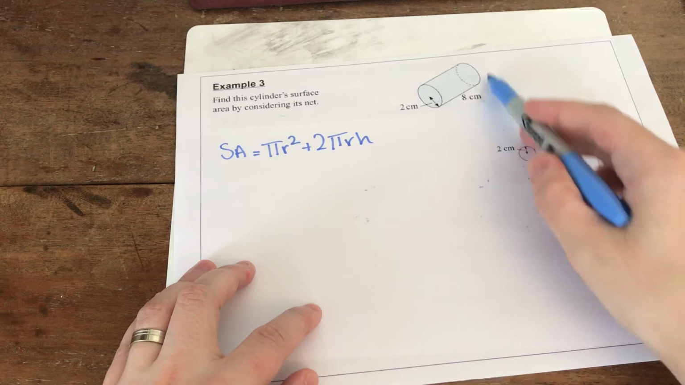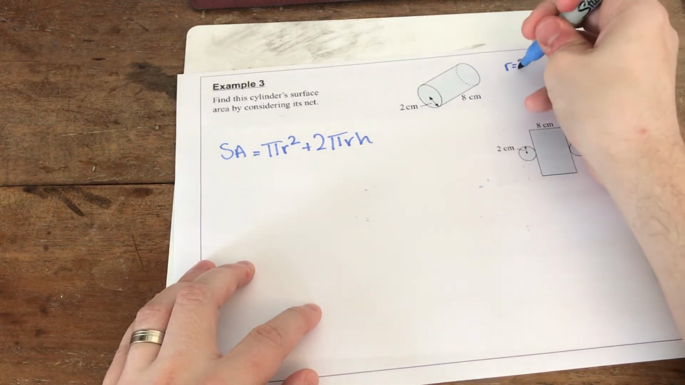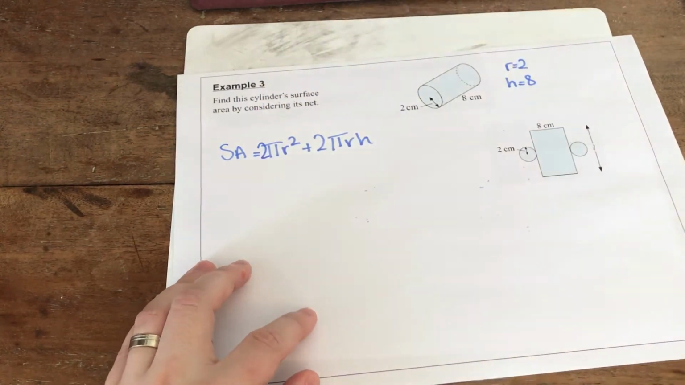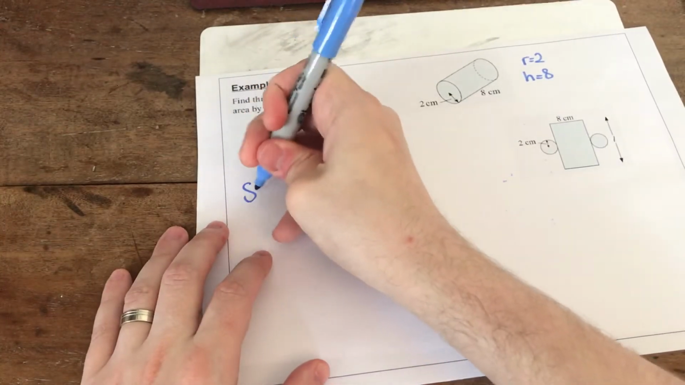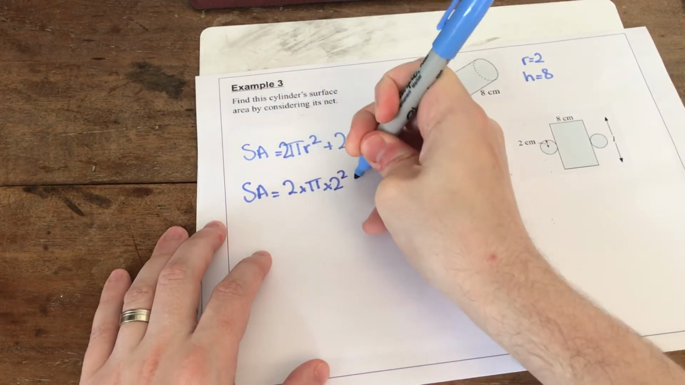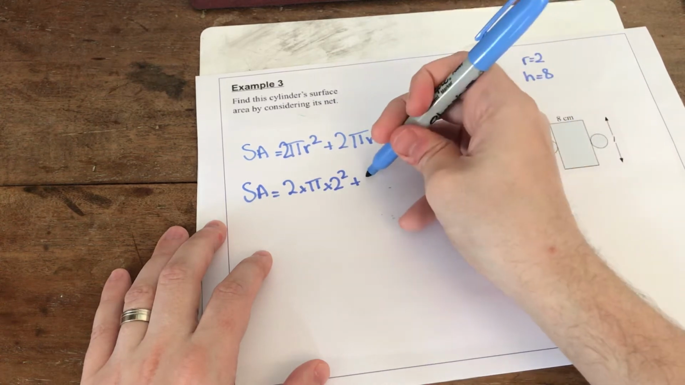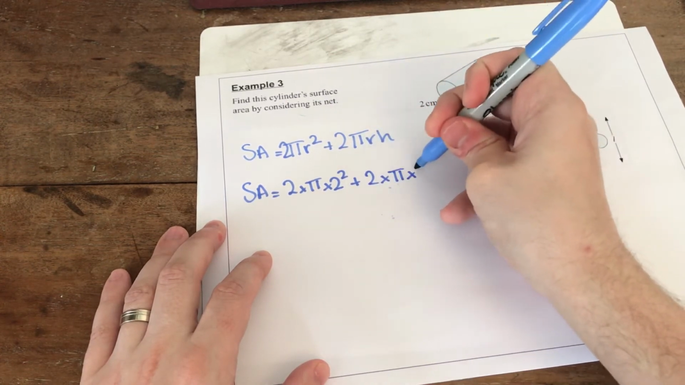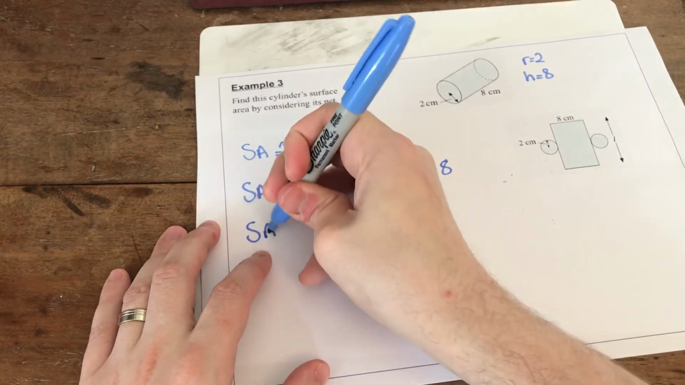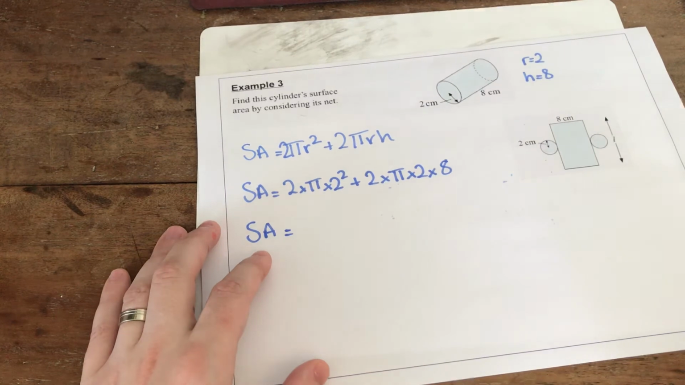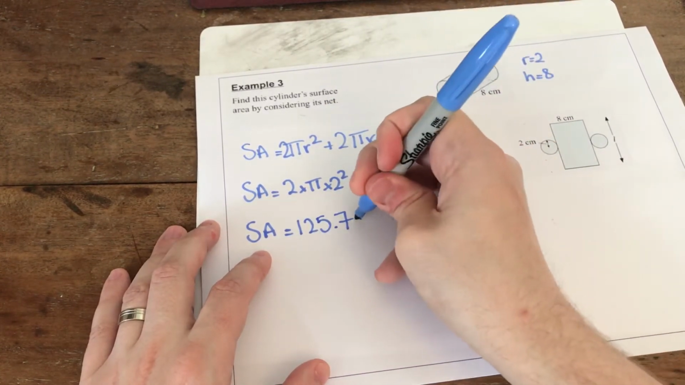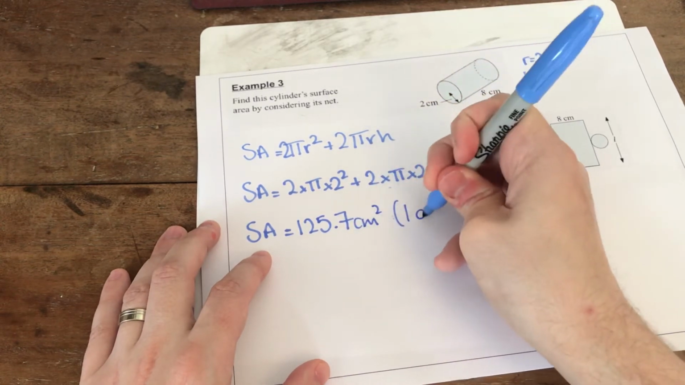Now looking at this diagram here, we've got that r equals 2 and h equals 8. So our surface area would be 2 times pi times 2 squared, add 2 times pi times 2 times 8. If I put that into a calculator and round it to one decimal place, what comes out is 125.7 centimetres squared to one decimal place.